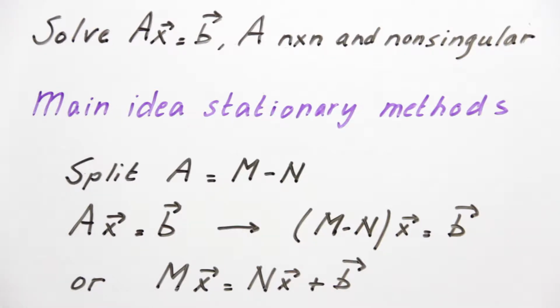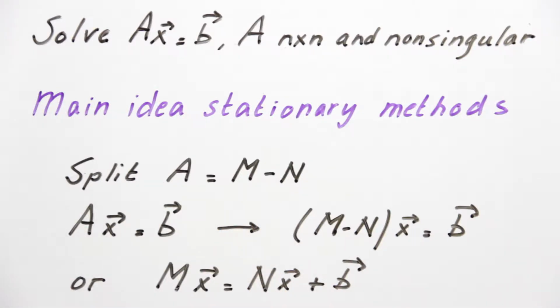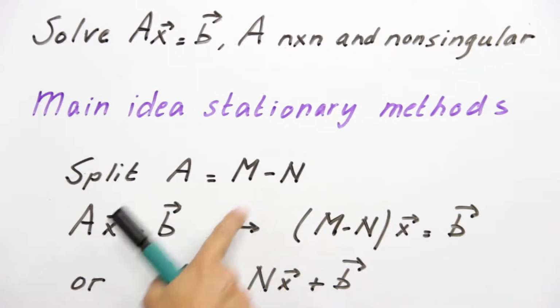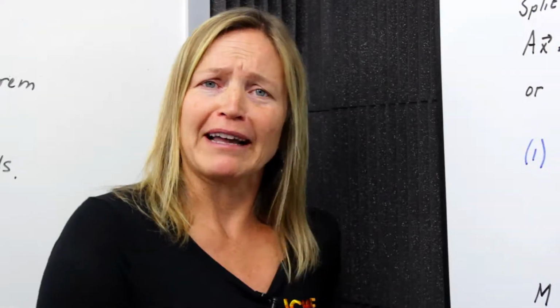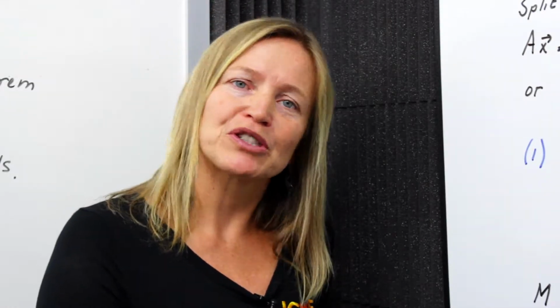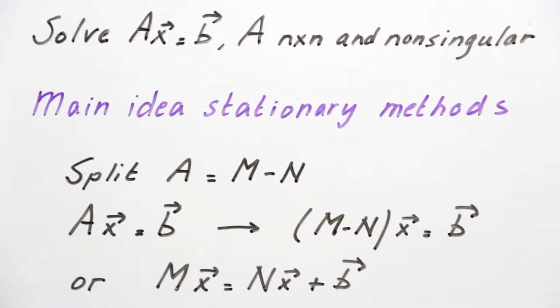Now, the main idea behind these stationary methods is to simply split the matrix A into two parts. Here I've called them M and N, and I write A as M minus N. We'll see later why we write it as M minus N, which may sound a little bit funny. Why don't we write M plus N? It's just because then later on we don't have to write that minus sign.